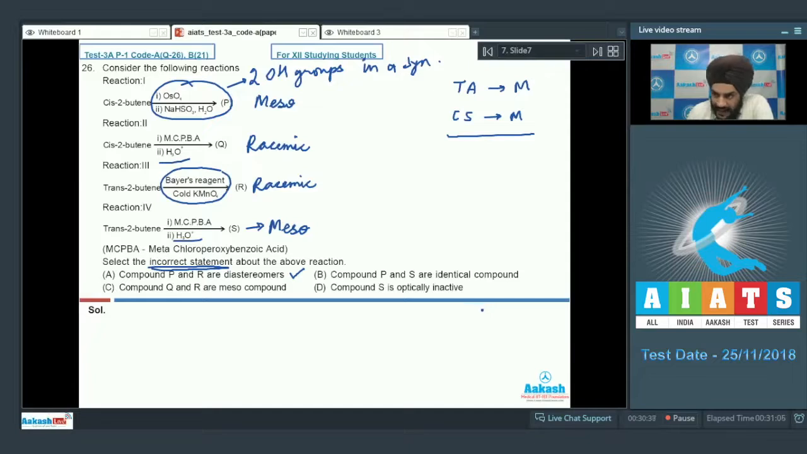Looking at option B, compound P and compound S are identical compounds. Yes, both of them are meso, and the meso form of butane-2,3-diol is this, and both will lead to the formation of this species. So statement B is also correct. Let us look at option C.